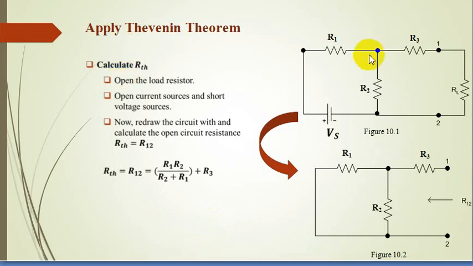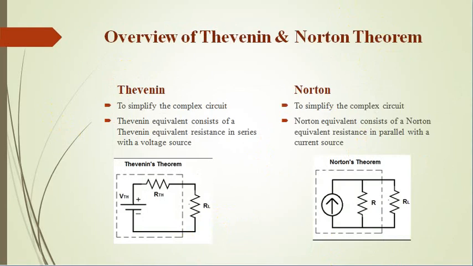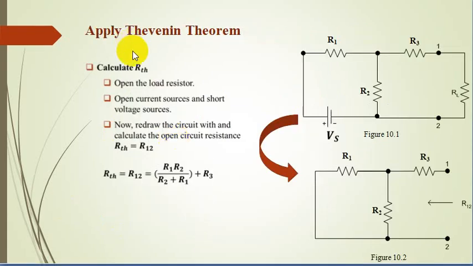Now we are going to apply the Thevenin theorem. If you remember the Thevenin equivalent diagram, which is this one, in the Thevenin theorem you are supposed to find the V Thevenin and the R Thevenin. So keep these things in mind. Let's start by finding the R Thevenin first. Here are the steps to find the R Thevenin. This is your main or original circuit.